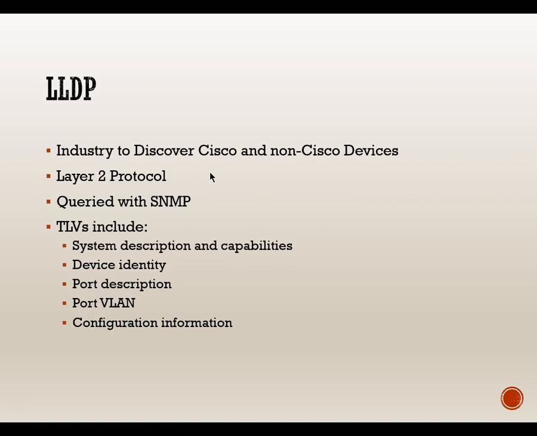LLDP is the industry standard to discover Cisco and non-Cisco devices. It's a layer 2 protocol, queried with SNMP, Simple Network Management Protocol. The TLVs, the information, include system description, capabilities, device identity, port description, port VLAN, and configuration information. Very similar to what we've seen with the CDP information.